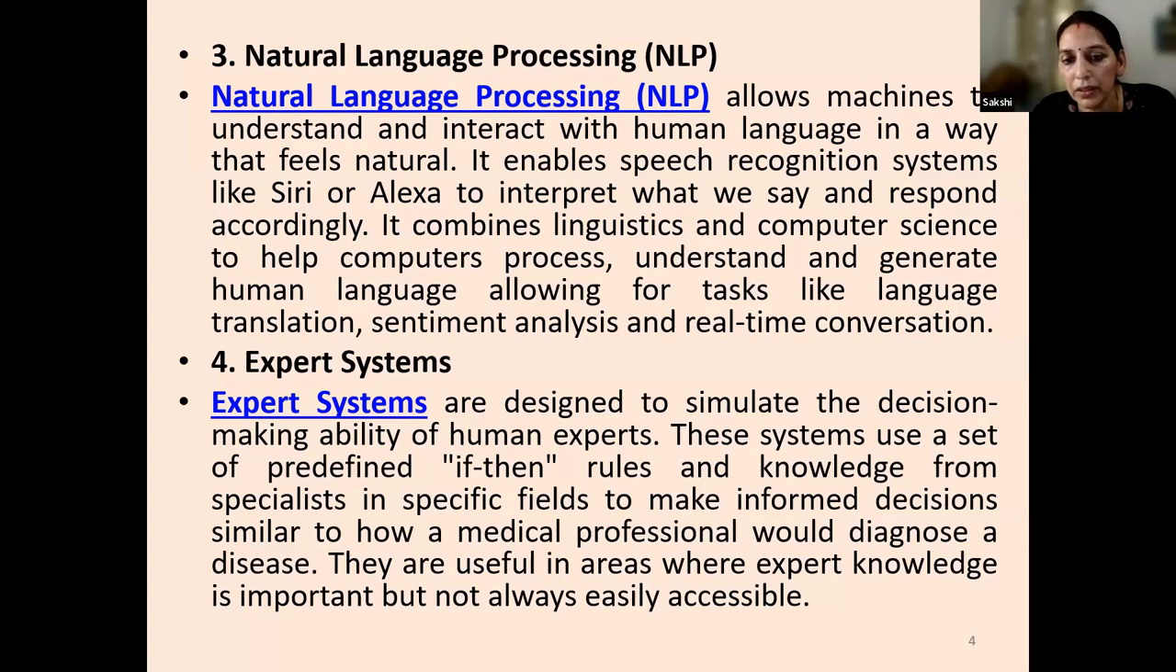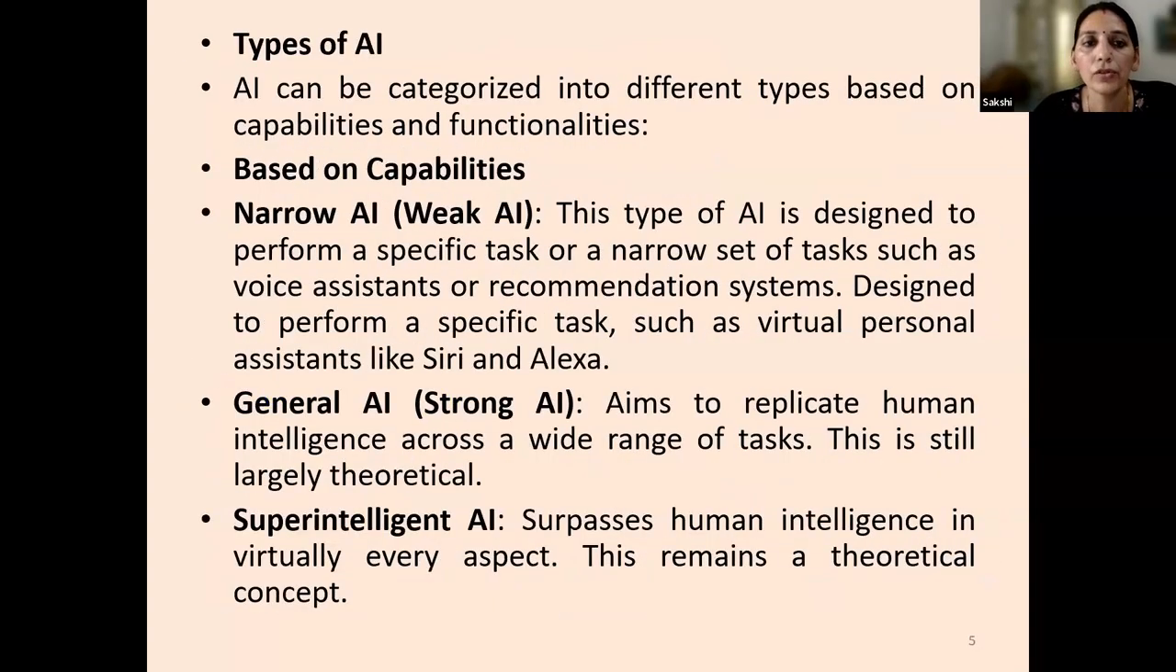Apart from this, there is the expert system. These are designed to simulate the decision-making ability of human experts. These systems use predefined if-then rules and knowledge from the specialist in a specific field to make informed decisions, similar to how a medical professional would diagnose a disease. They are useful in areas where expert knowledge is important but not always easily accessible. So now we'll see about different types of AI.